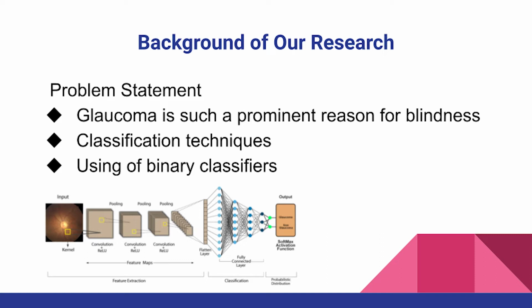We can easily use binary classifiers to differentiate between images of primary glaucoma and secondary glaucoma. And then we can use another binary classifier to differentiate between images of open-angle glaucoma and closed-angle glaucoma. In this study, we are going to use explainable AI to classify scanned images of eyes that have glaucoma.